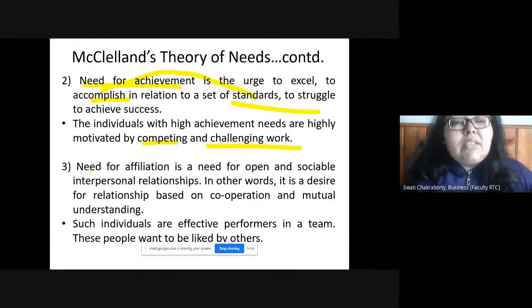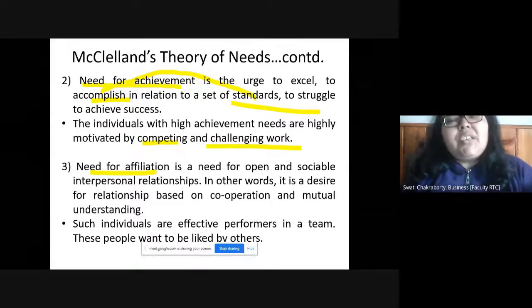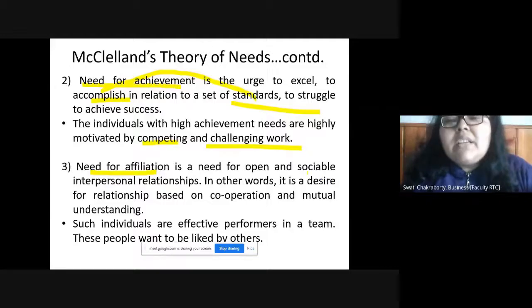Okay. The third one that comes is the need for affiliation. Affiliation comes from the word affiliate. Affiliate means to be part of something. Part of what? Here we are talking of social relationships, social interpersonal relationships. That is when we are working in an organization. We want ourselves to be part of the group. We want people to accept us.